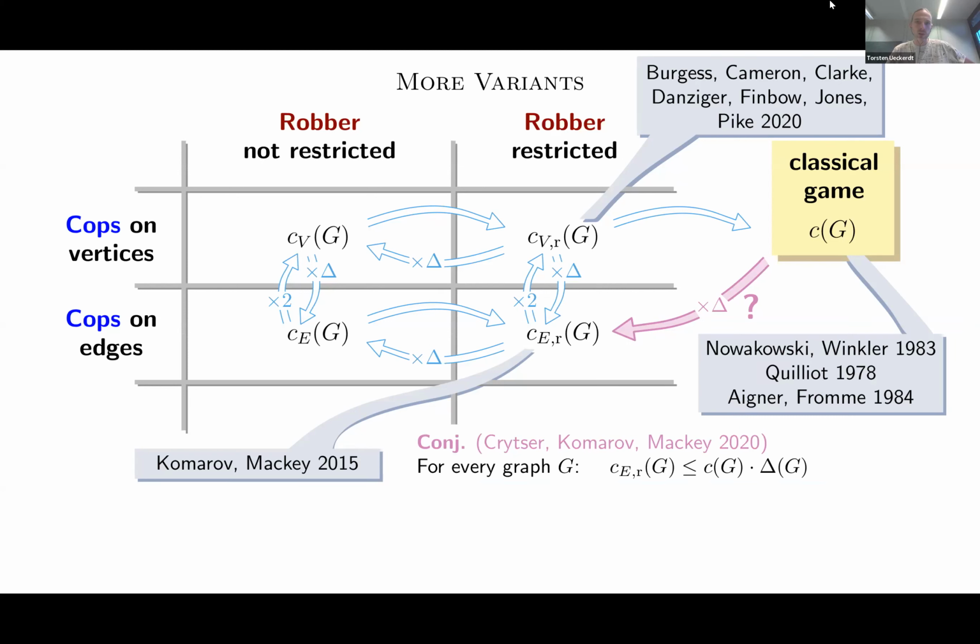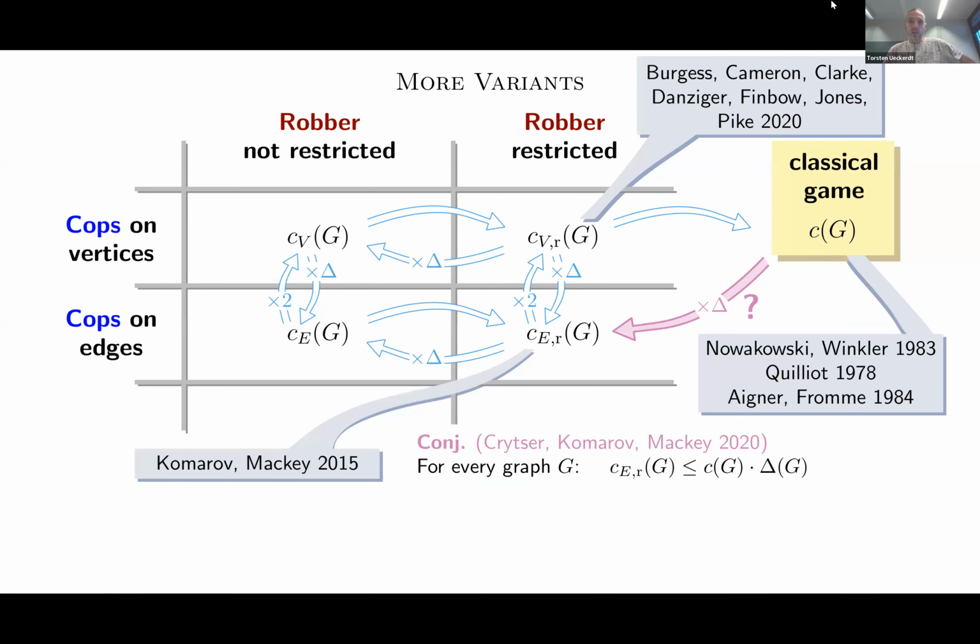And then these surrounding variants were both introduced in the restricted setting, the vertex variant by these people and the edge variant by these people. Actually, Komarov and McKay are also a subset of the authors here. And there was also a technical report that never got published as a paper.